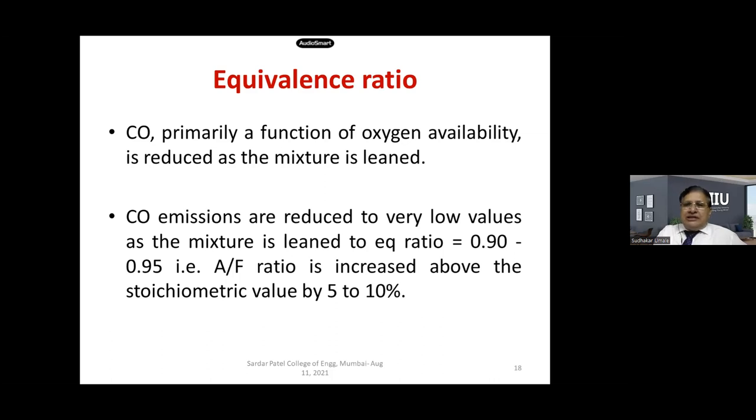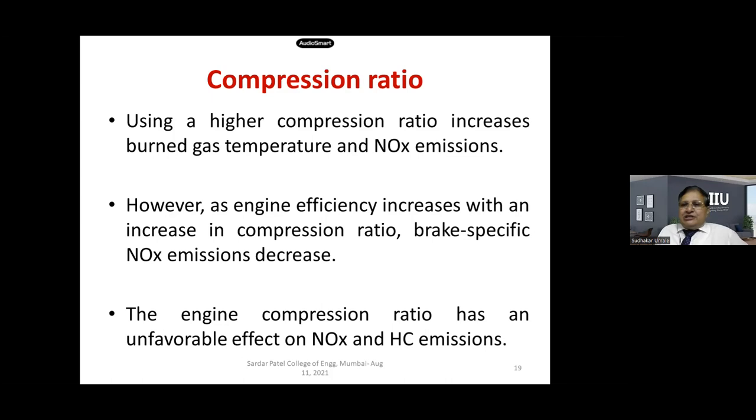We'll come to the next parameter, which is the engine design parameter, compression ratio. Compression ratio is called a geometric parameter. It depends on the dimension of the engine. And what is the compression ratio suitable for a petrol engine? That is 7 to 12. Normally it is 9. In case of a diesel engine, it is 16 to 21. The majority of the engines are designed for 18 compression ratio.